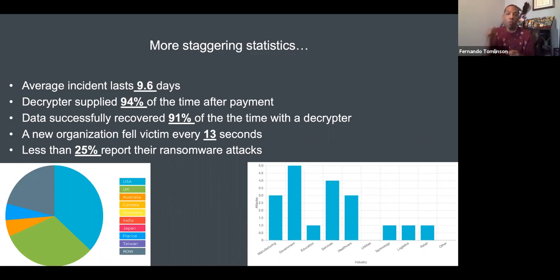So we have people who paid the ransom, got a decryptor, and then of those people, 91% of the time the decryptor worked. You're not going to go back to them and be like, hey, man, I tried it, it didn't work. Can you give me some more screenshots? Can you RDP in and walk me through this process? All right. So you're already playing with fire from the minute somebody gains that access. And there is a new organization that falls victim to ransomware every 13 seconds.